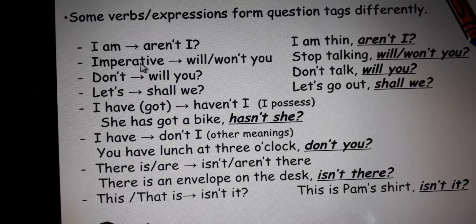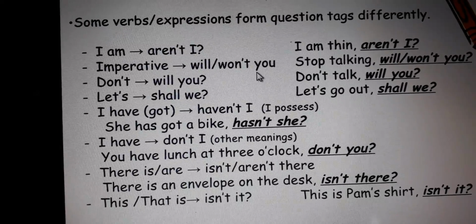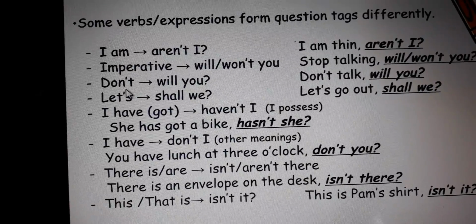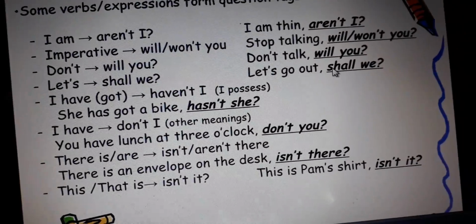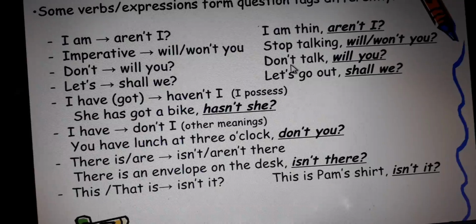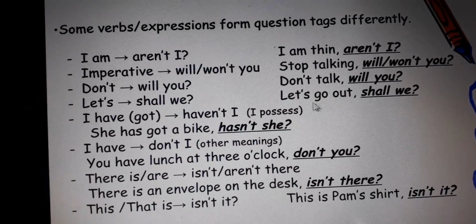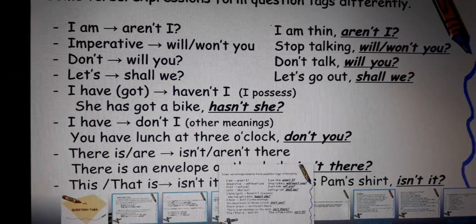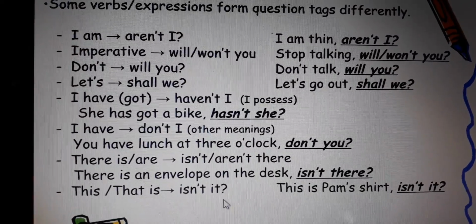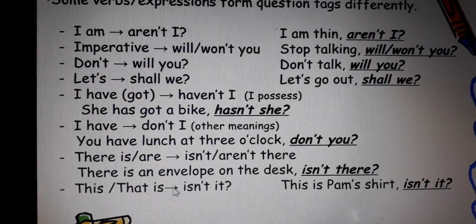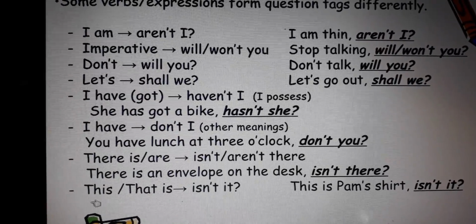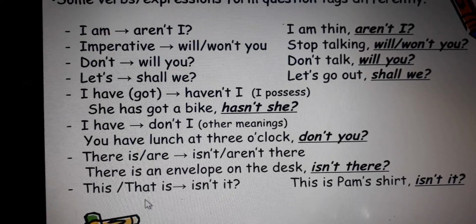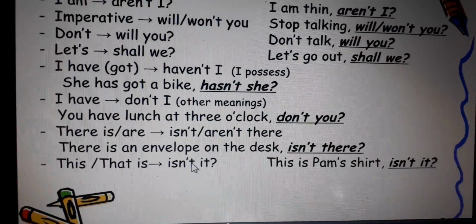For the imperative sentence, we give the question tag will you. Don't, will you. Let's, shall we. If the sentence starts with don't, like don't talk, we provide will you, and for let's go out, we provide shall we. For this and that, the pronoun will be it. For the rest we take the help of the helping verb, but in place of this and that, we are going to use it.